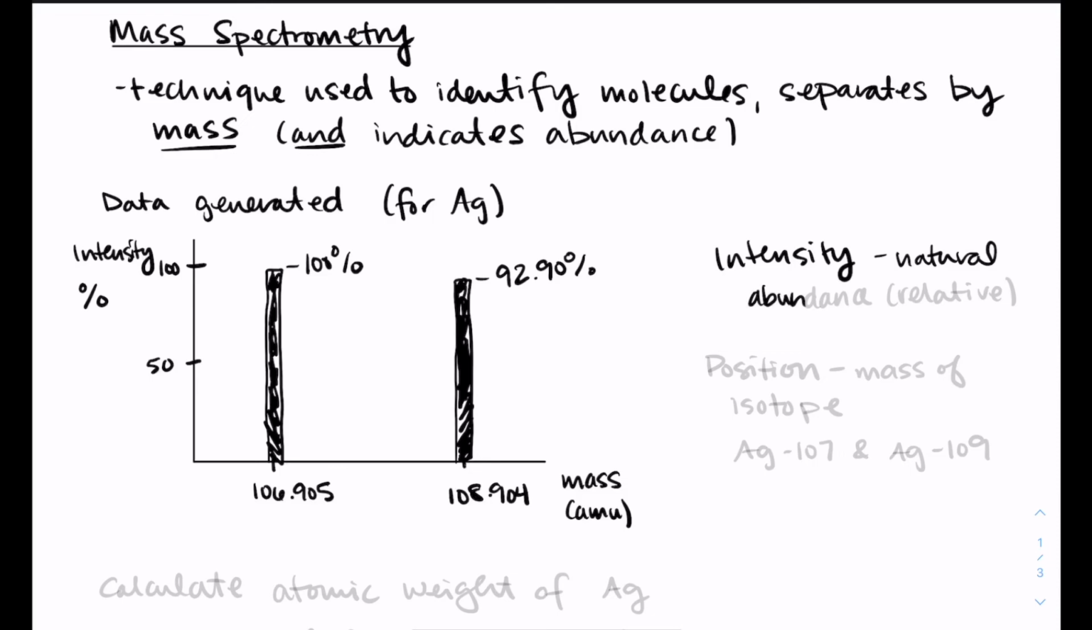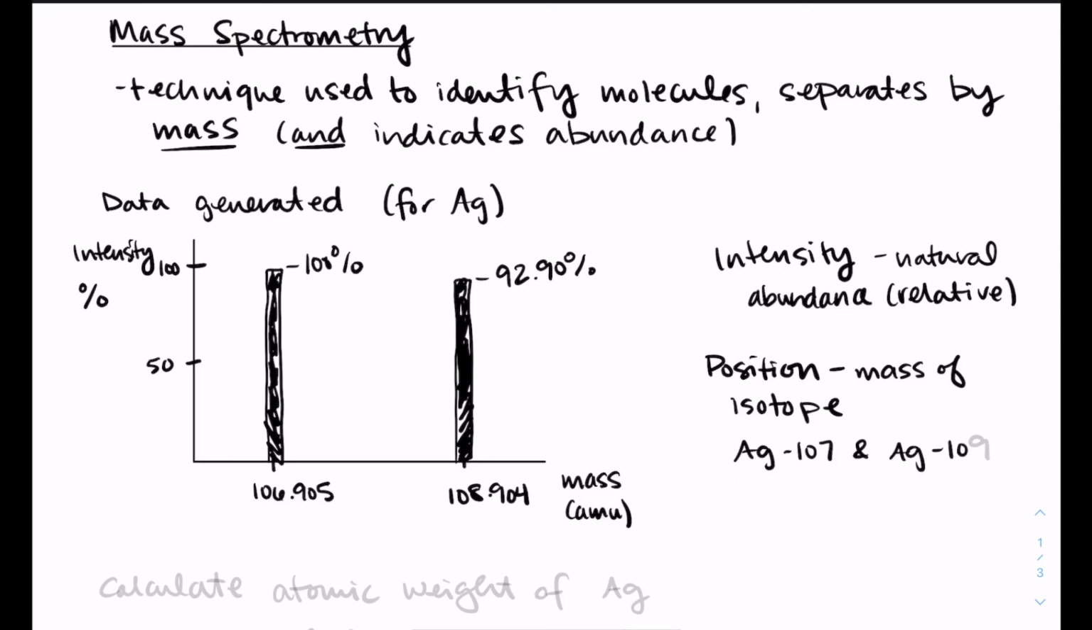This is it for data from a mass spectrometer. The intensity tells you about the natural abundance, and it is listed relative to each other. So the highest peak is set to 100, and then the position on the x-axis gives you the mass of the isotope. We can use this data to calculate the atomic weight of silver. So you could put a sample where you don't know the different abundances into a mass spectrometer, get this output, and then use it to determine the atomic weight of silver.